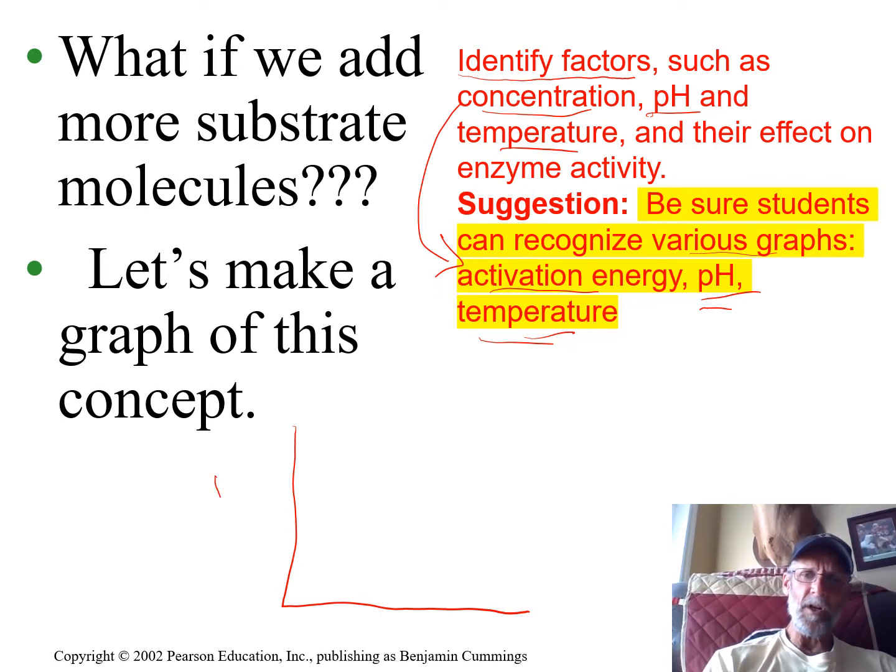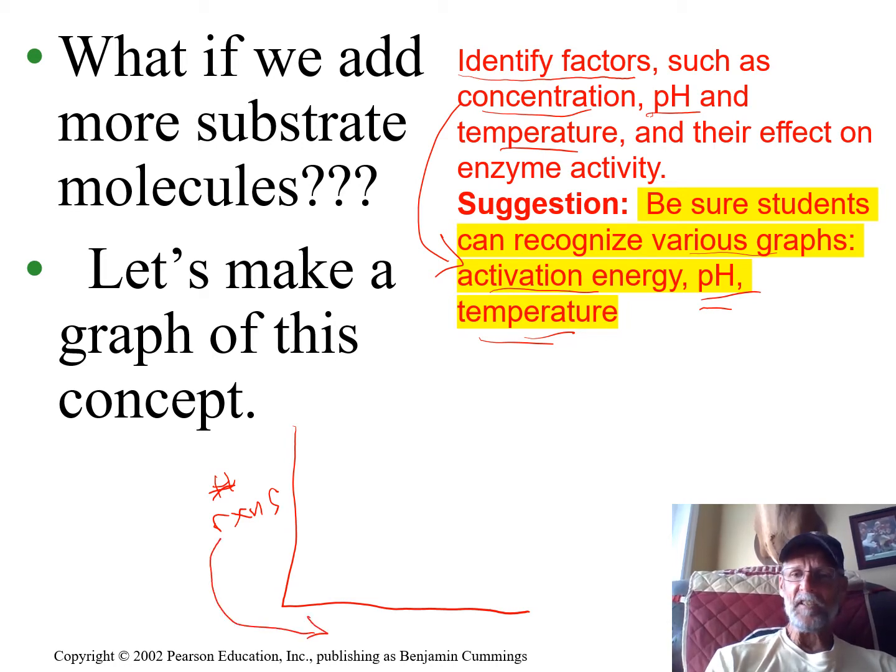So if I put number of reactions over here on the y-axis, why do I want to put it there? Because it's the dependent variable. What's the speed or number of reactions depend on? In this case, we're saying substrate concentration. This should make sense to you, right?